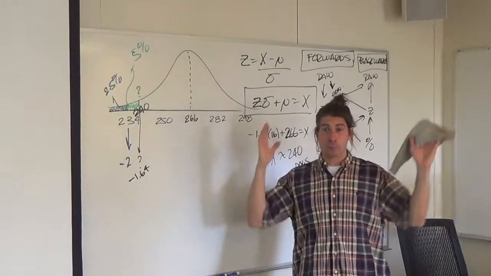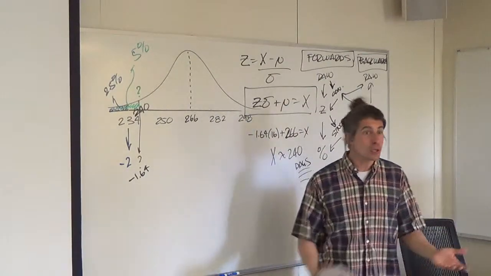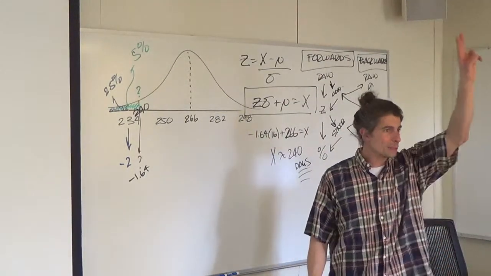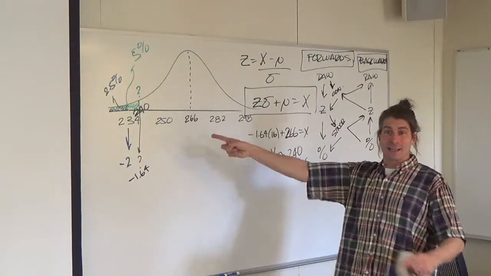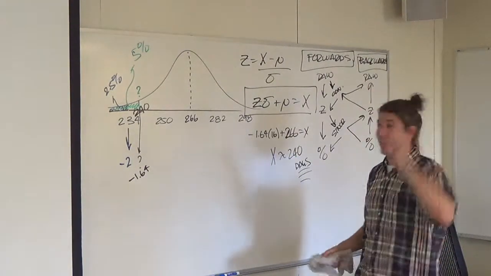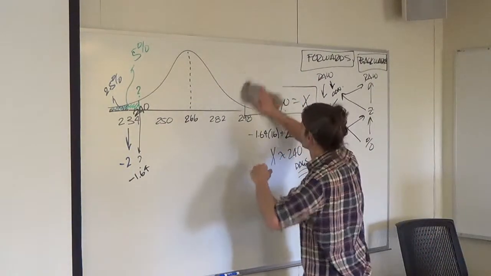I'm asking for the percentage. And I've given you a number, haven't I? 2 weeks past due. That correlates to a number on this axis, doesn't it? What it doesn't correlate to is an area yet. That's where we're going to go forward. So let's get this guy out of here.